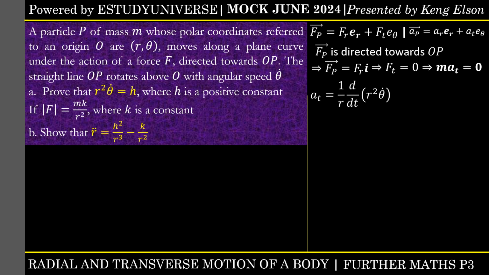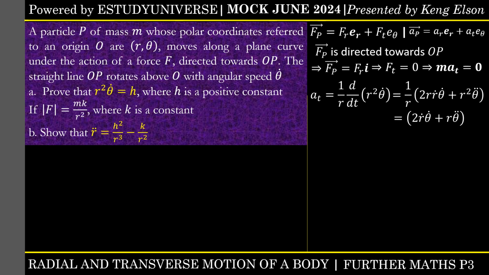So basically, the transverse component of the acceleration is given by 1/r times the derivative with respect to time of r squared theta dot. That is a formal definition. Now if we actually undergo the differentiation process and simplify, we get the other definition as 2r dot theta dot plus r theta double dot.